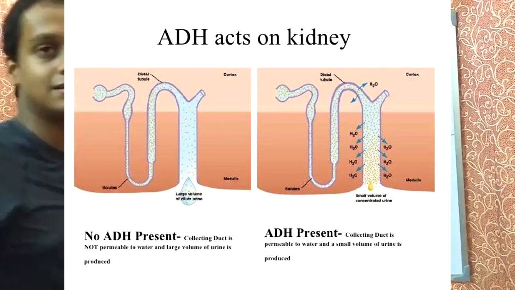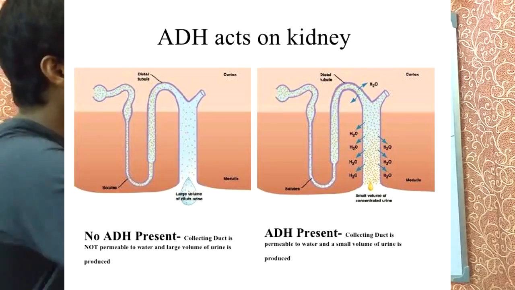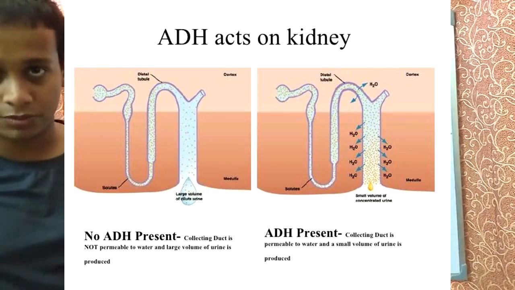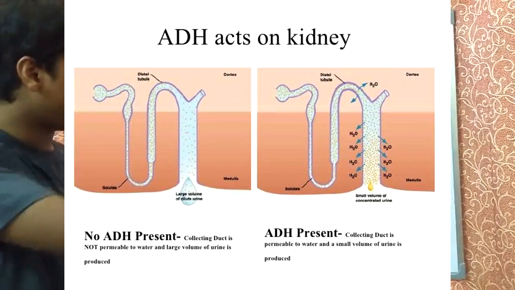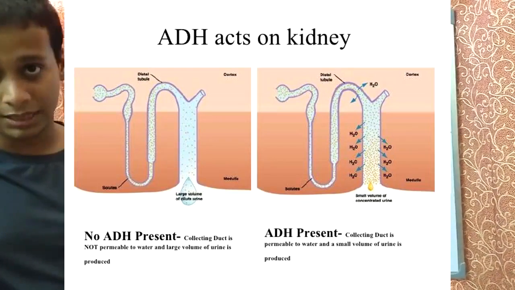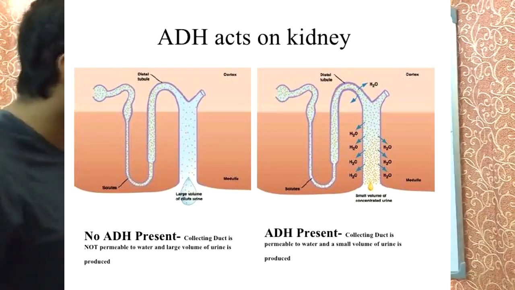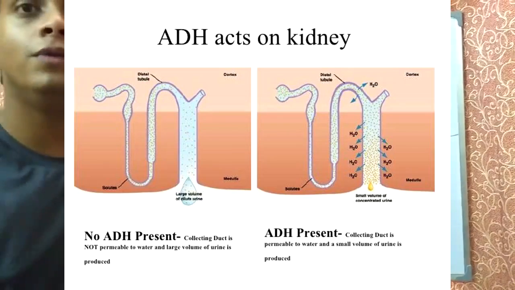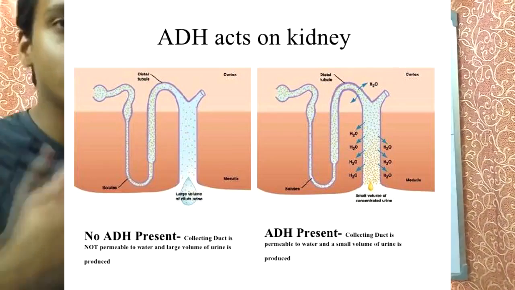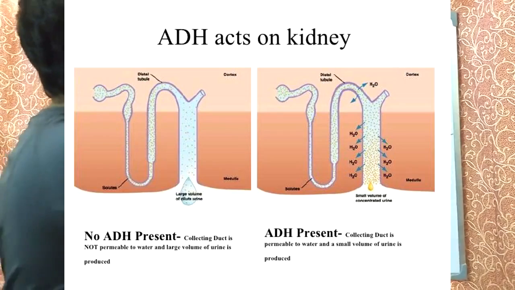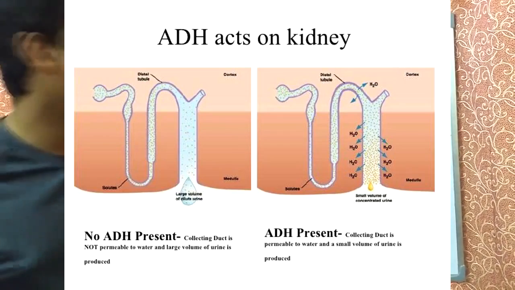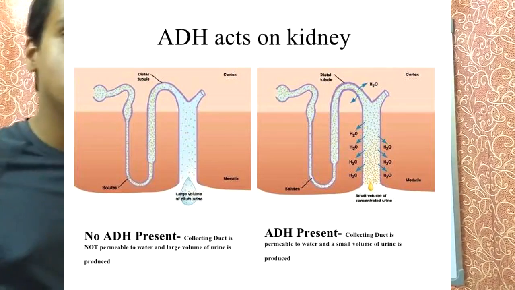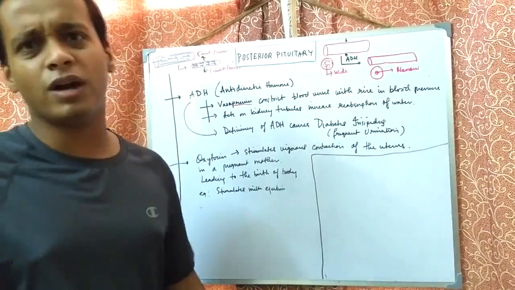If this is less, that means there will be very little water reabsorption. There will not be the amount of water reabsorption that is required. And what will happen? More and more urine will pass. As more and more urine passes, the person will have diabetes insipidus. Its problem is you will have frequent urination. Then sir, what is diabetes mellitus?